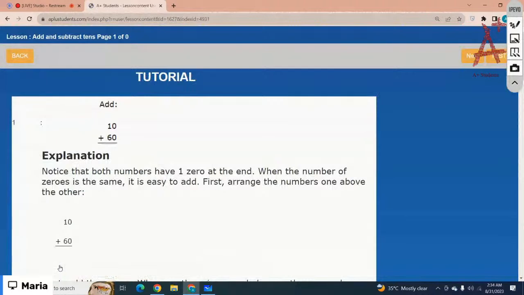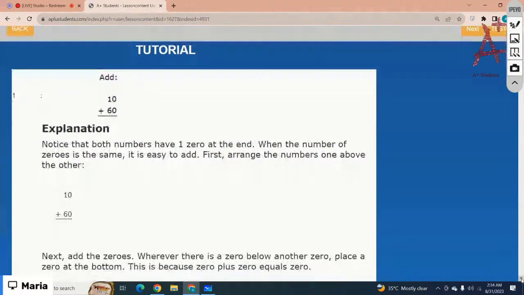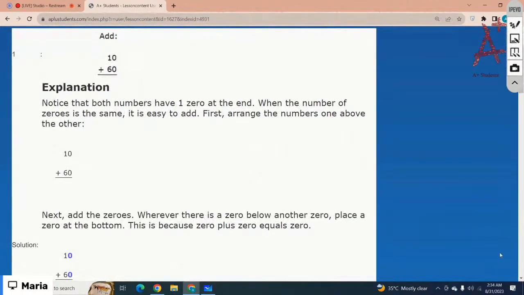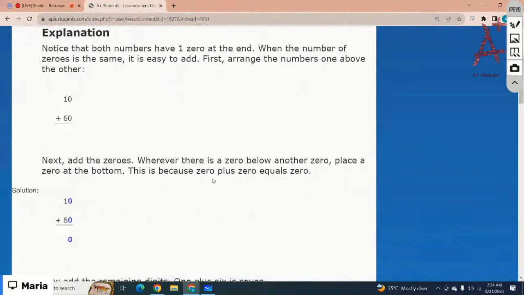Okay, 10 plus 60, right? You can see the ones digit for both of the numbers is 0. When the number of zeros is the same, it is easy to add. You just have to arrange them one above the other. Adding 0 means 0. 0 plus 0 is 0. You just have to add both the numbers. So 6 plus 1 is 7. That means it is 70, right?